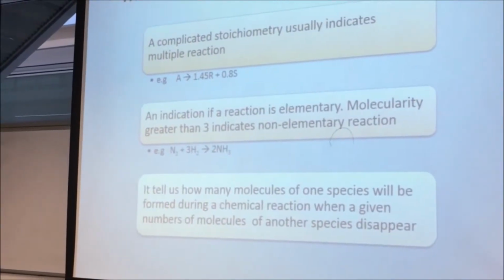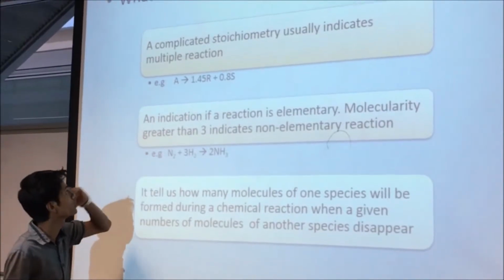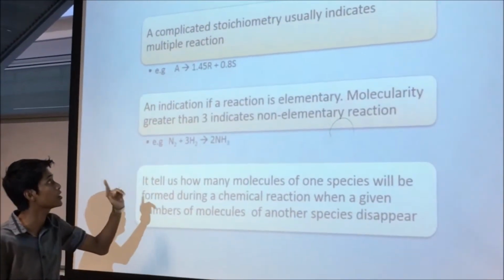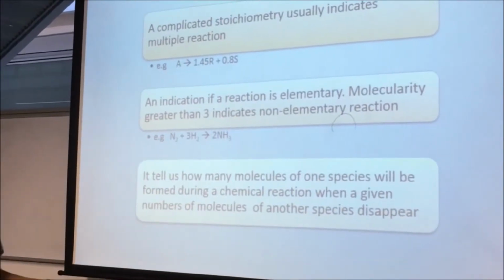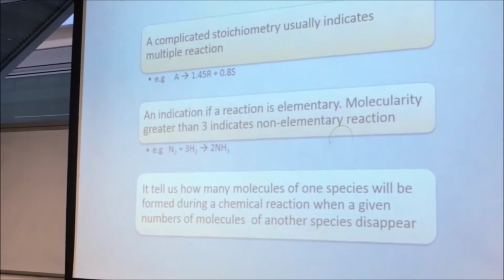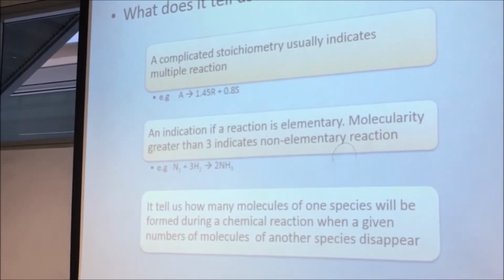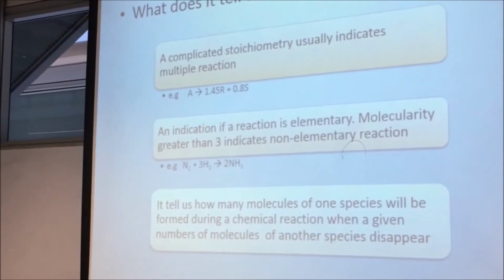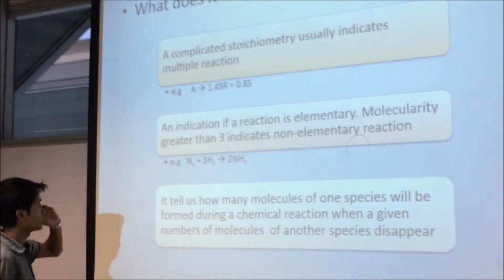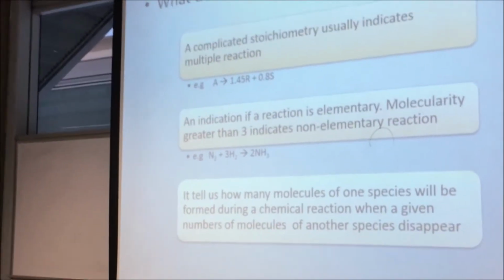For example, A will become 1.45 R plus 0.8 X. So, in this section, there is a complicated stoichiometry. So, it indicates the multiple reaction. Okay, the next one you can read yourself in the room. Okay.